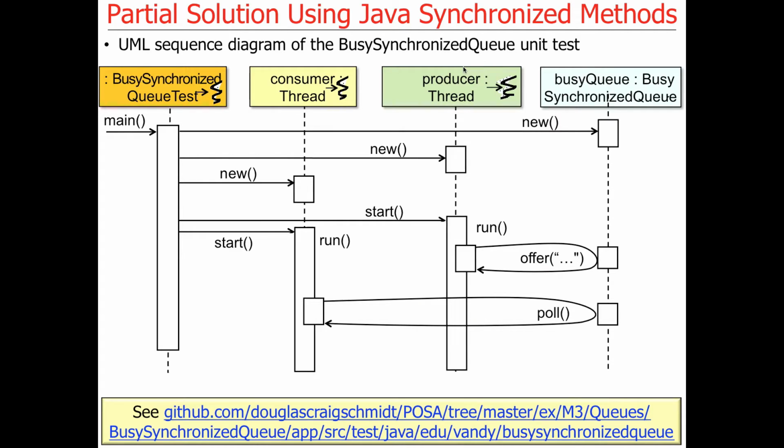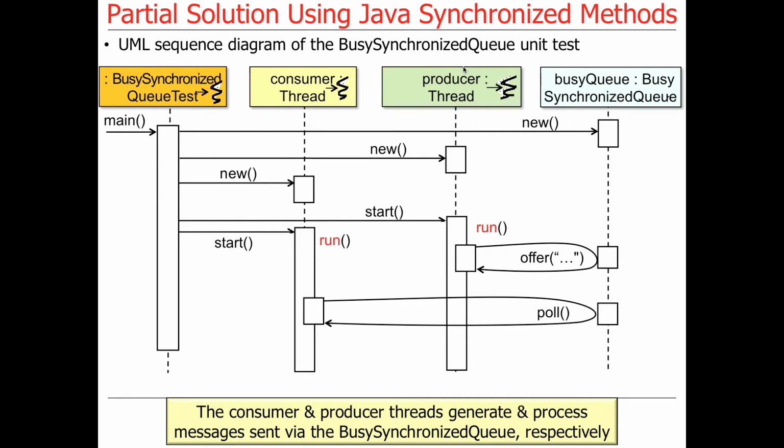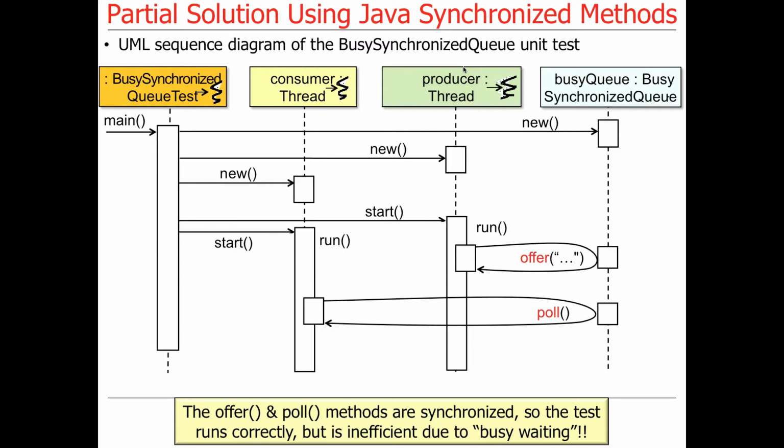Here's a sequence diagram that shows how the unit test works. You can grab the unit test, of course, it's part of the test release. It starts out by having a main thread that's going to coordinate the other two threads in the test. The consumer and producer threads are going to process and generate the messages sent via the busy synchronized queue, respectively. You'll see that the offer and poll methods are synchronized. What offer does is try to put something into the queue, and it'll do that in a thread-safe way, so you won't have to worry about corrupting the internal state of the queue.